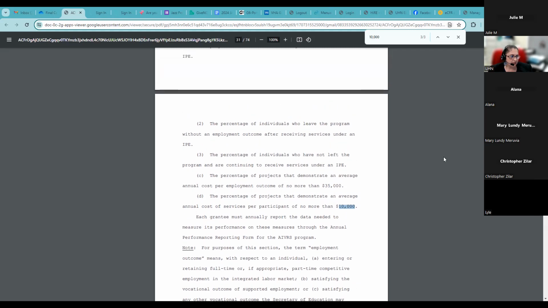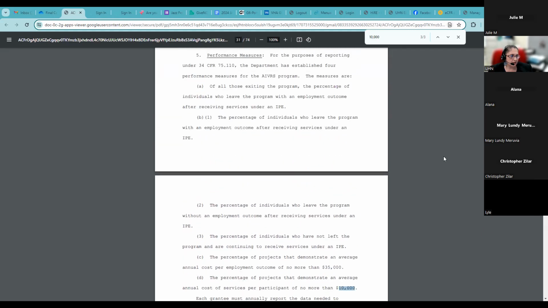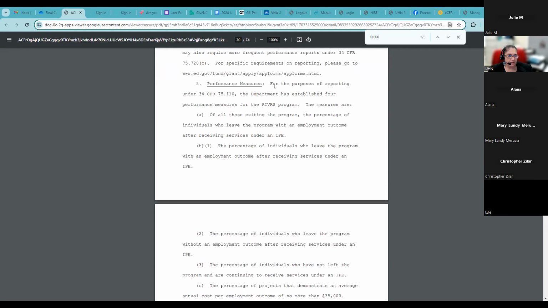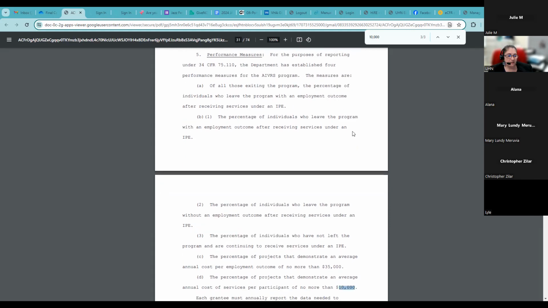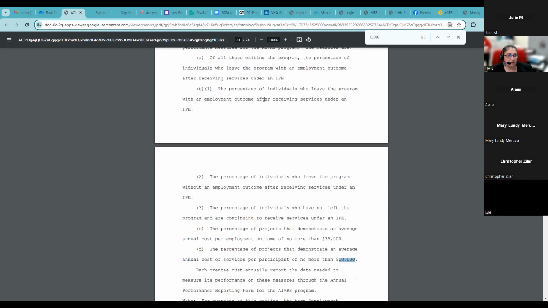No, that's okay. And let's go up here. So this again is talking about the performance measures. These are the 4 performance measures they're gonna be looking at in this grant competition. Of those exiting the program, the percentage of individuals who leave the program with an employment outcome after receiving services under a program. I mean, that's what we're about. We should be seeing people moving out, leaving the program successful. The percentage of individuals who leave the program with an employment outcome after receiving services under an IPE.